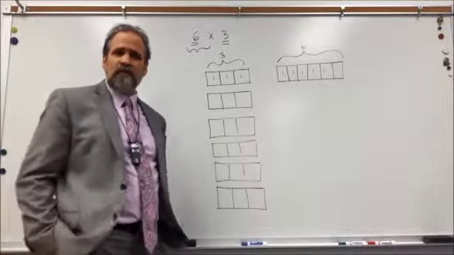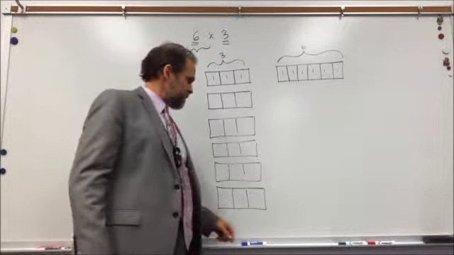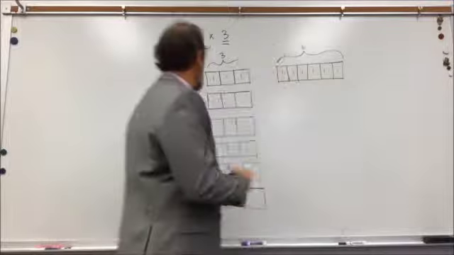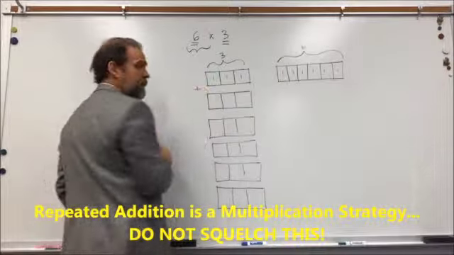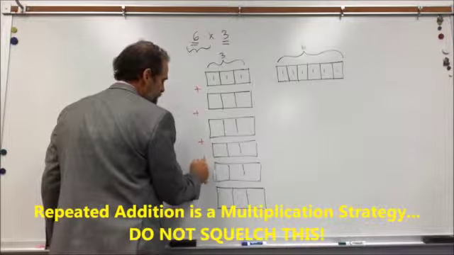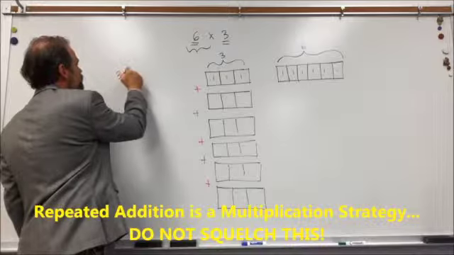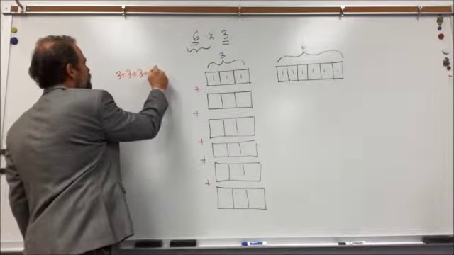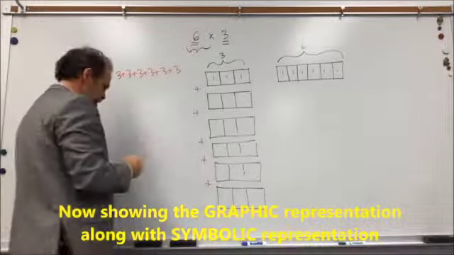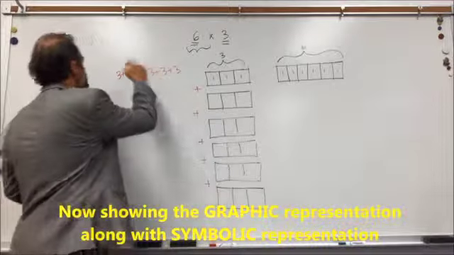Okay? So what do we do now? Well, now what we do is what's called repeated addition. We do 3 and 3 and 3 and 3 and 3 and 3, right? That's what we do. And how many times did that 3 appear? Well, it appears 6 times, doesn't it?